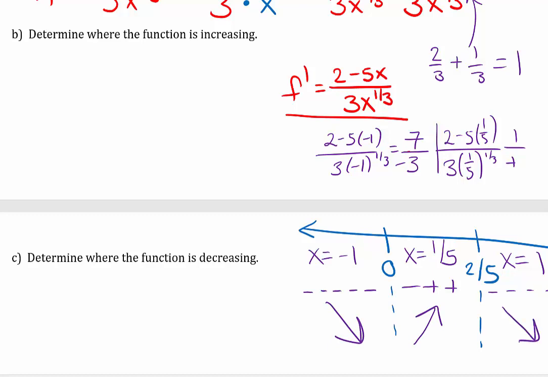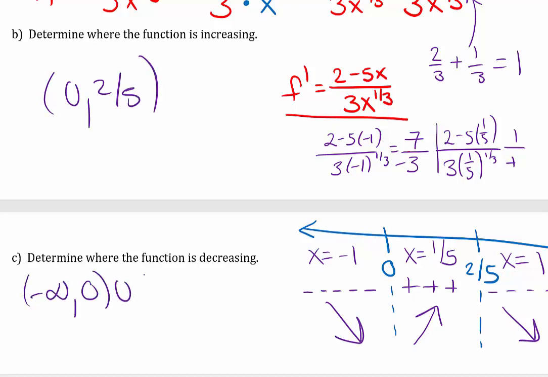So where is the function increasing? That's where that derivative is positive. So everywhere from 0 to 2/5. Where is it decreasing? That would be where my derivative is negative. So negative infinity to 0 and 2/5 to infinity.